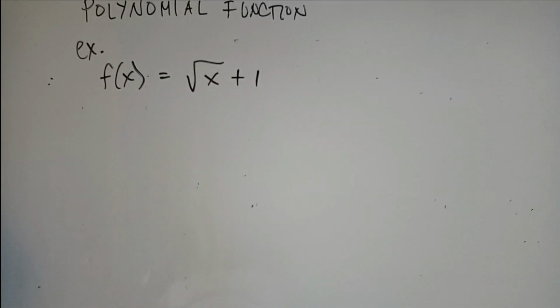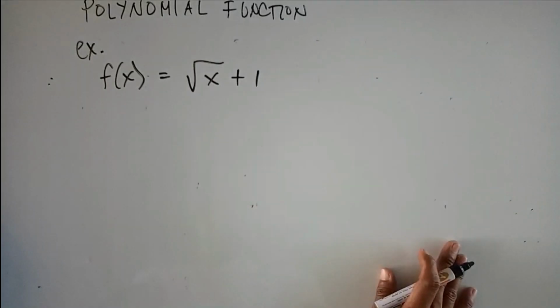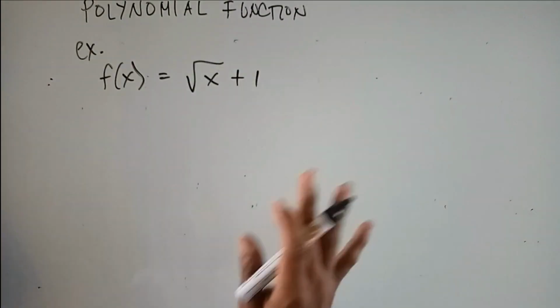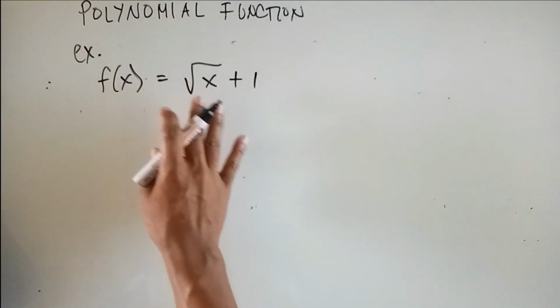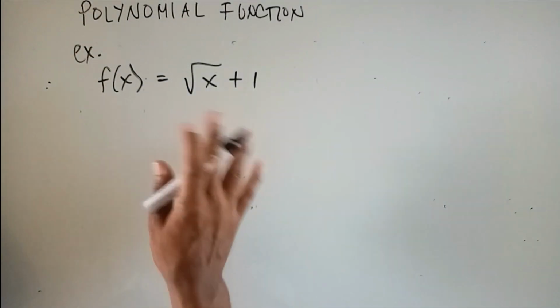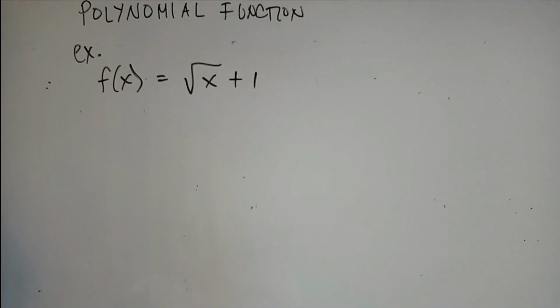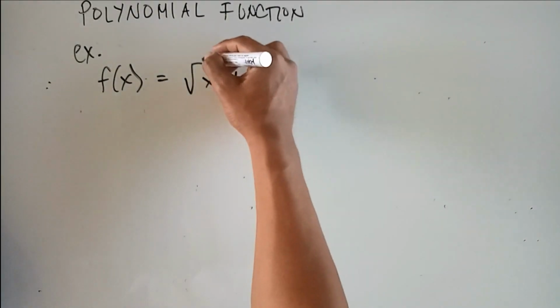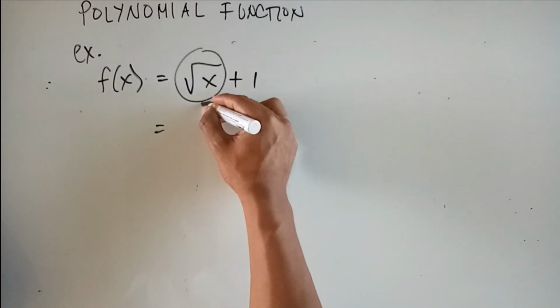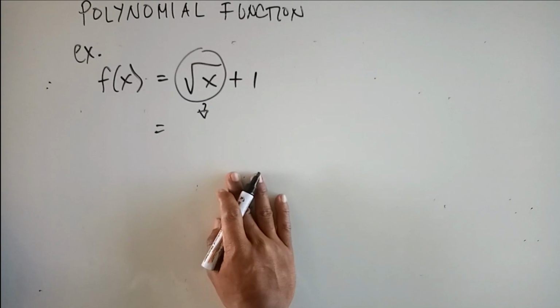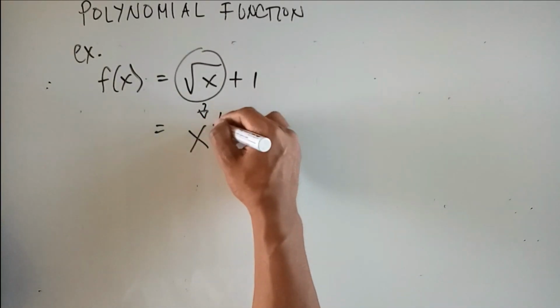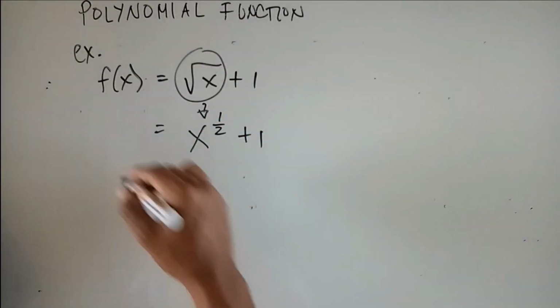Let's try examples of that. Example number 1: if you have f(x) = square root of x plus 1, what do you think? Is it a polynomial function or not? To identify this as a polynomial function, you need to test it first and comply with some requirements. Remember, class, that this is a radical expression. If we convert it into a rational exponent, it is going to be x raised to 1/2, plus 1.